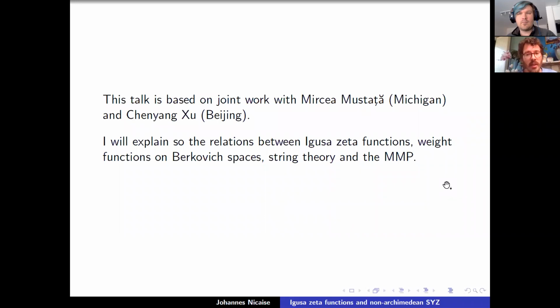Everything I'm going to explain is part of joint work, first with Mircea Mustață and then with Chenyang Xu. And in fact, this is work that goes back already a couple of years now. And so I want to explain some of the relations that exist between Igusa zeta functions, weight functions on Berkovich spaces, string theory, and the minimal model program.